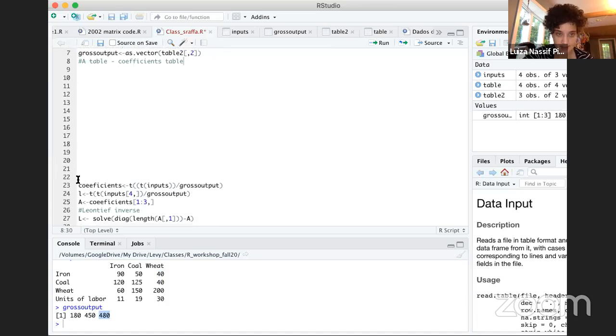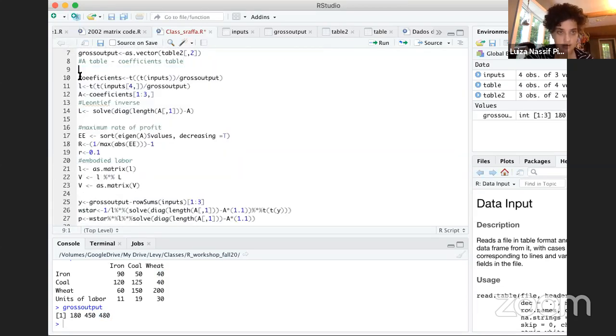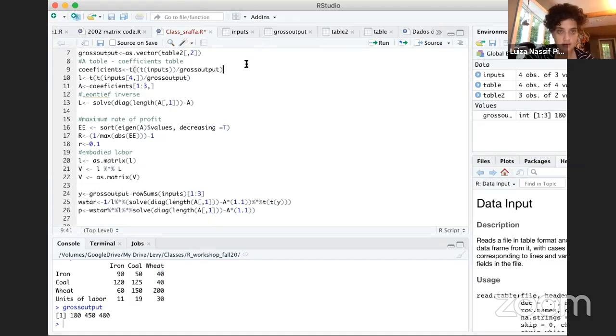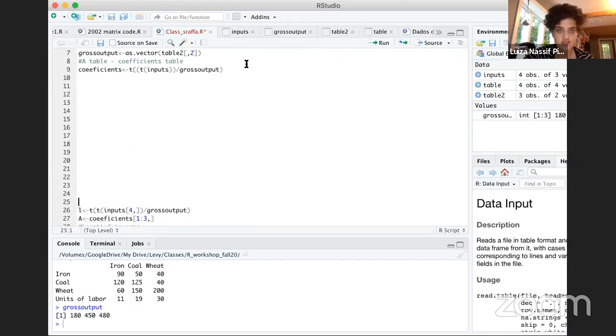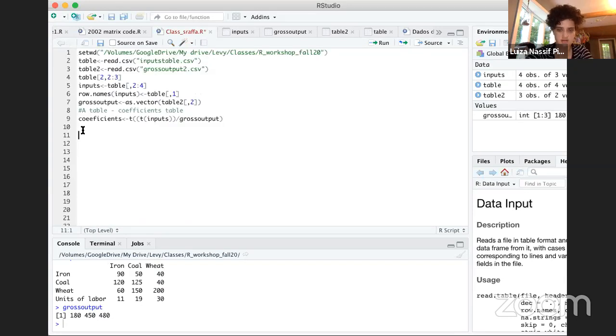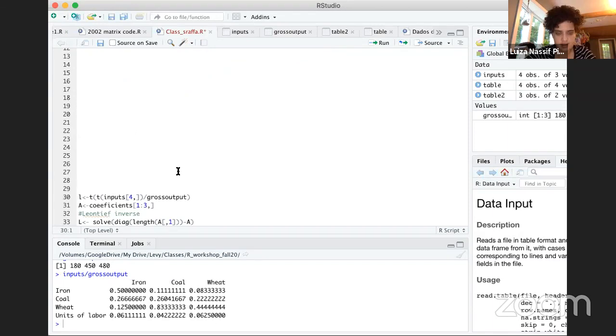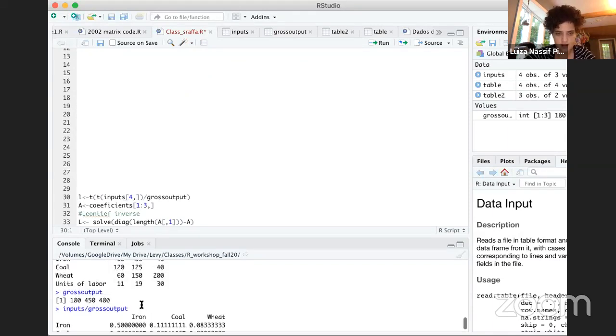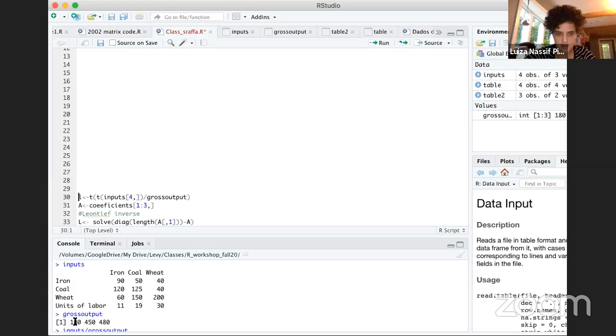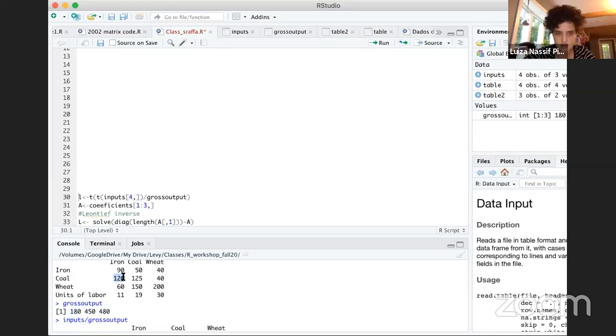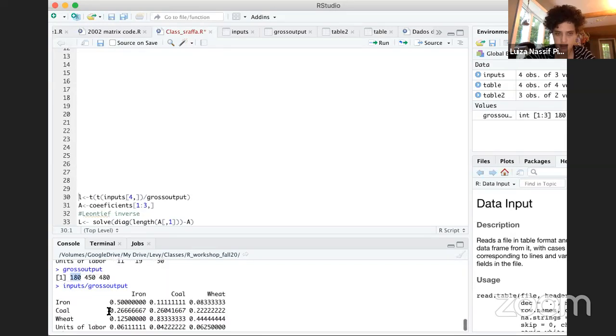So this is annoying. If you just try to do inputs divided by gross outputs, it's not doing it correctly. You can see this is 90 divided by 180. The next one is supposed to be 120 divided by 180, which is clearly something above 0.5. And what I'm getting here is 0.26. So this is not correct.